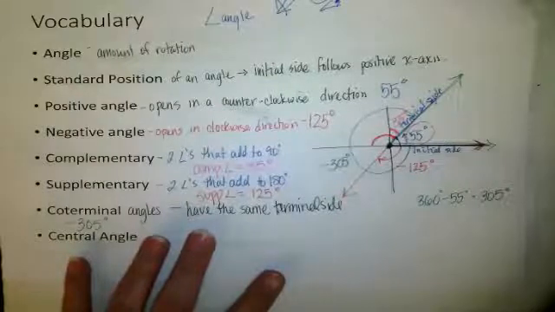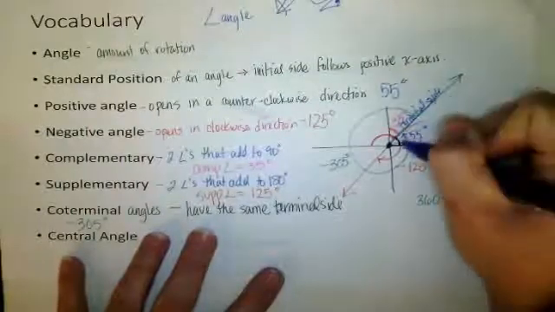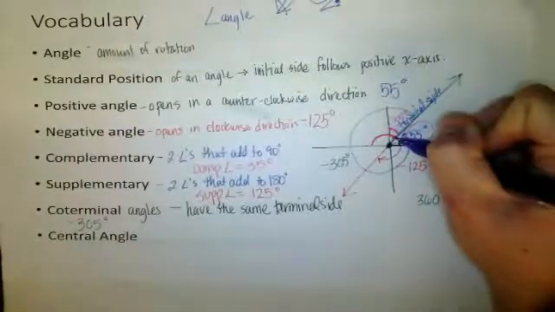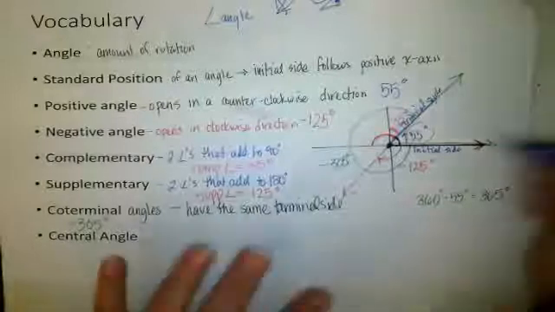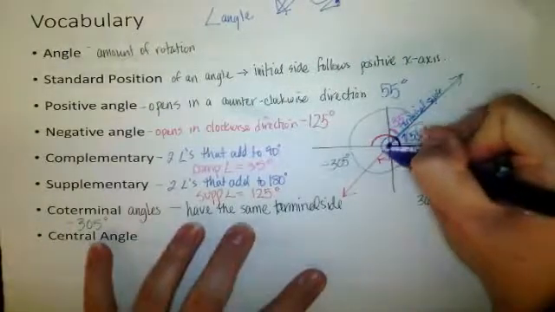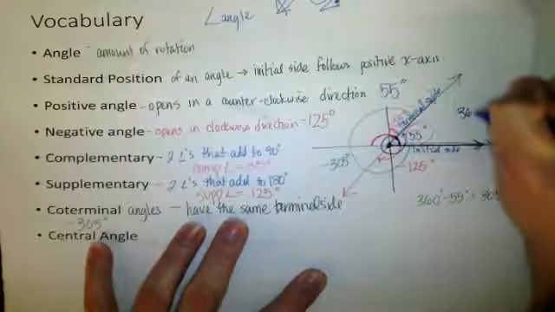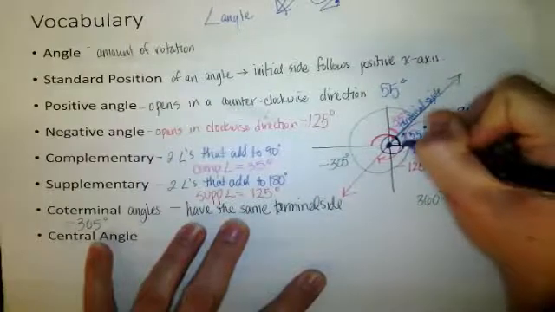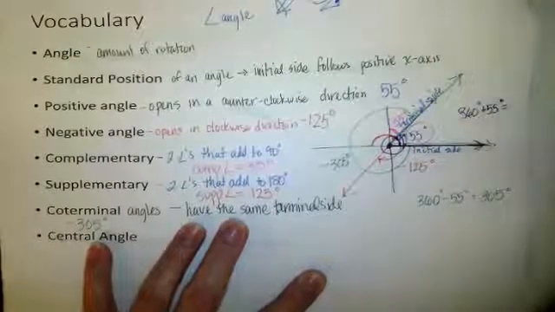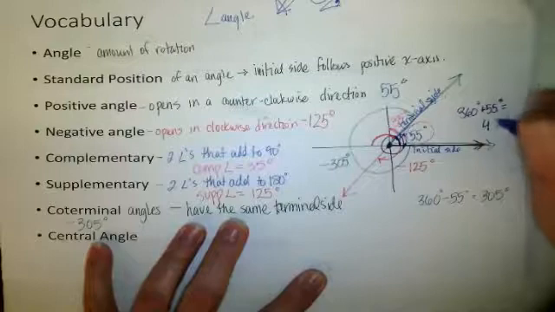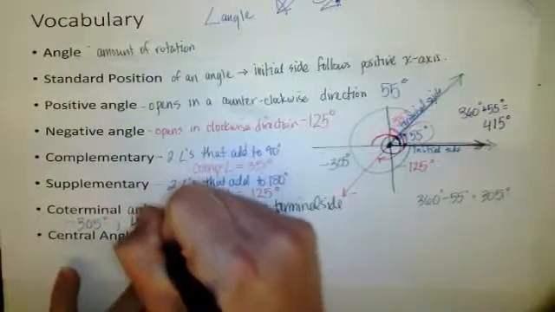415. I heard 415. Yeah. So 55 we've already done, but could we keep going around? Yeah, we absolutely can. We can go around. We can rotate as much as we want. So if I go around a complete rotation, how many degrees have I gone? 360. And then I need to continue on a little bit more. How much more? 55 more. And that's going to give me 415 degrees.